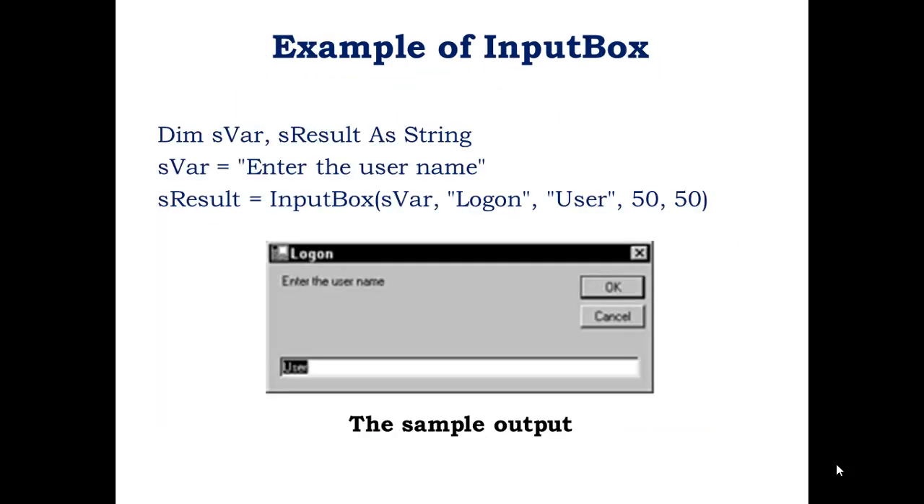So this is the input box. For example, here two variables are declared, strWhere and strResult. strWhere equals the user name, strResult is InputBox of strWhere, that is the strPrompt value, enter the username, and then Log on, which is the title bar value, user is the text box value, and 50/50 is the position on the screen, top and bottom.